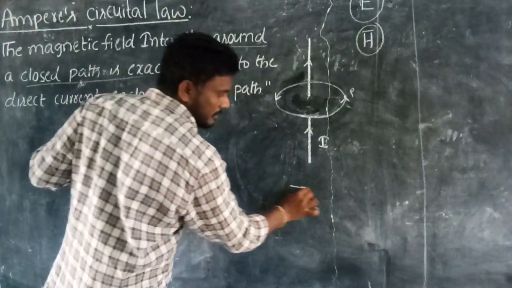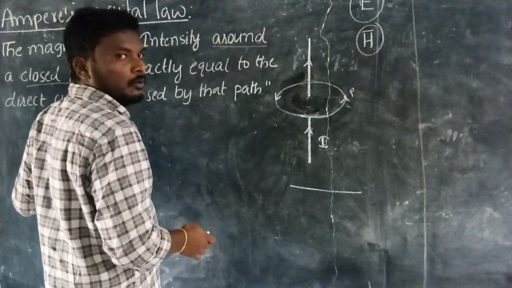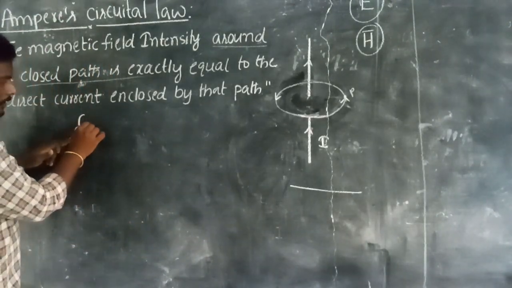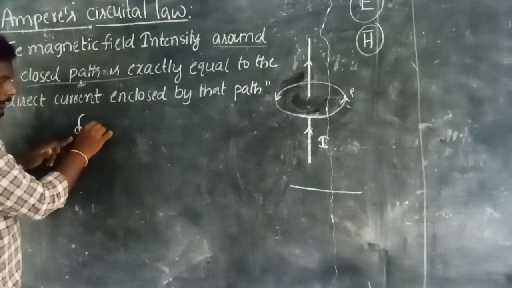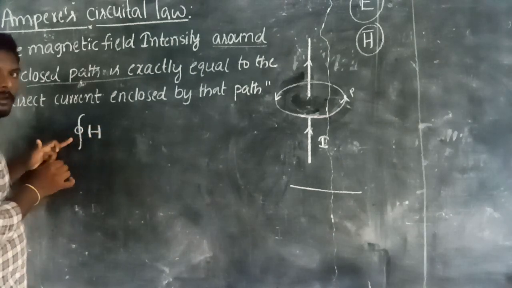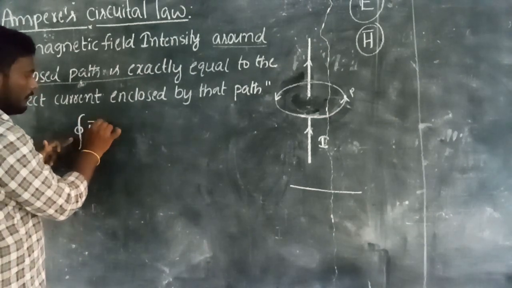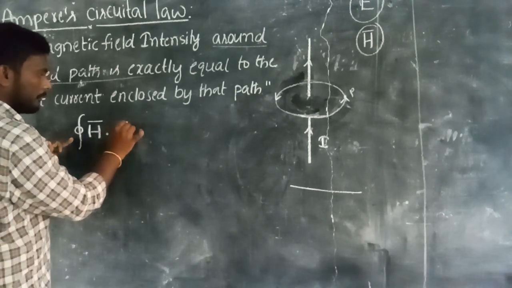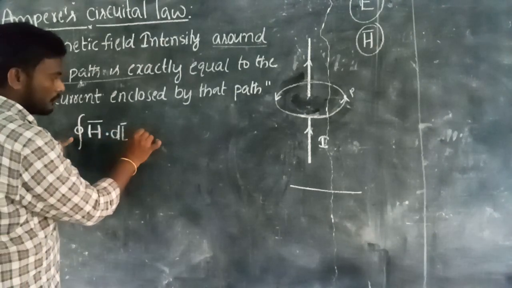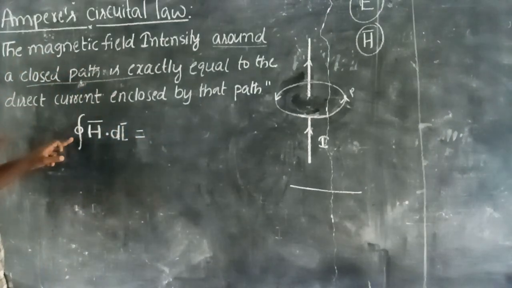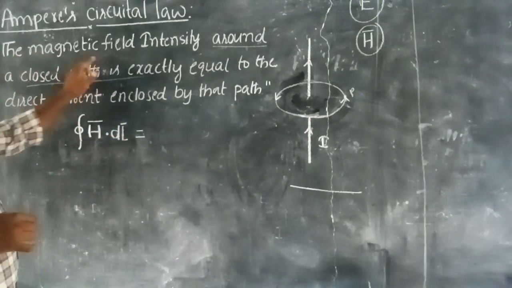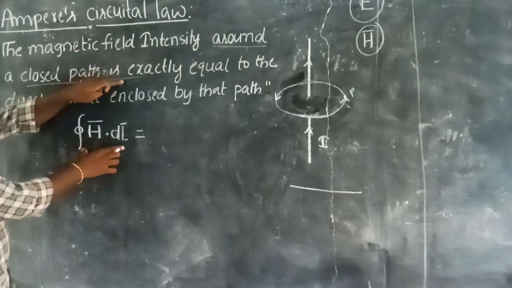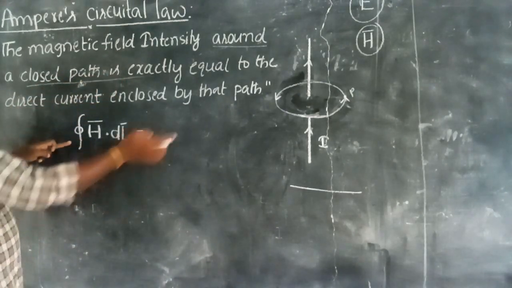Suppose if you use a straight one, here we need not apply the circular one. Okay. Now see, circular integration of H bar dot dl bar equals to... So now see the statement once again. Magnetic field intensity around a closed path. This is the magnetic field intensity surrounding the closed path.